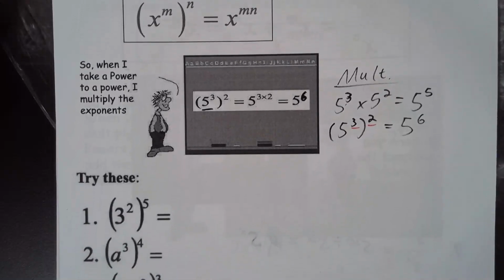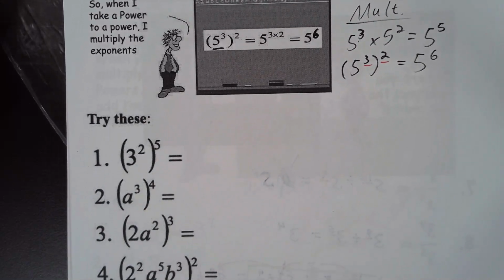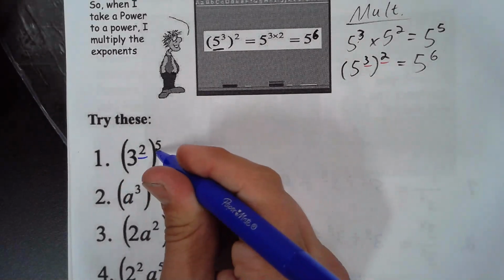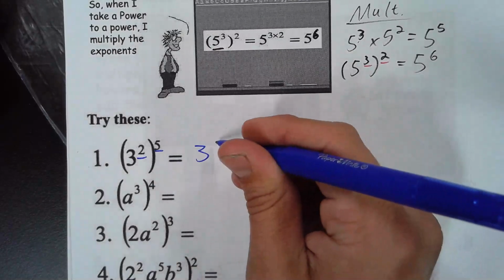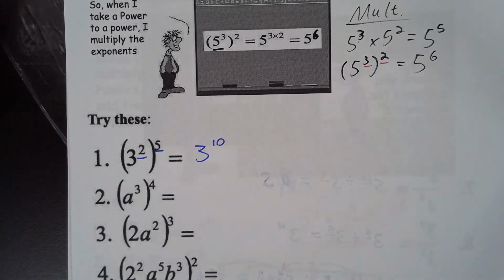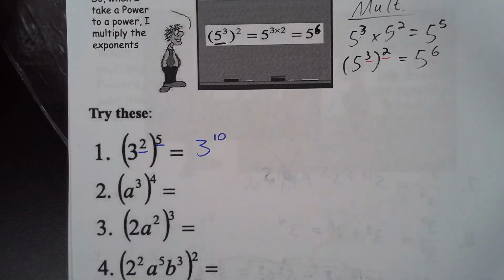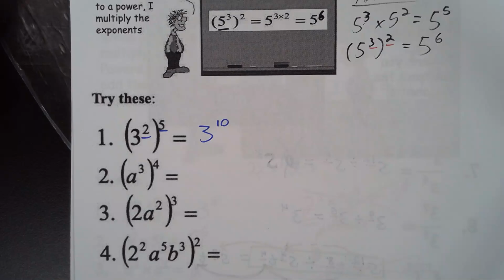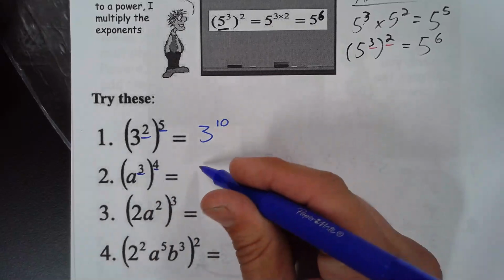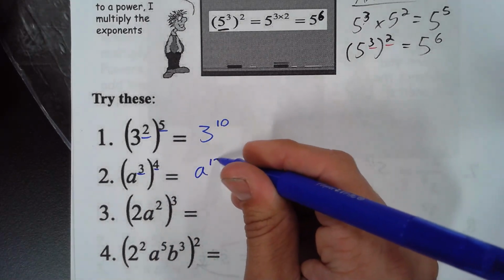Okay, let's do some examples here. I'll do the first one, see if you guys can figure out the second one. So here we go. We got 3 to the second to the power of 5. I would multiply the two exponents. 2 times 5 is 10. So this would be 3 to the 10th power. I'll have you guys try the second one. A to the third to the power of 4 would be a to the power of 12.